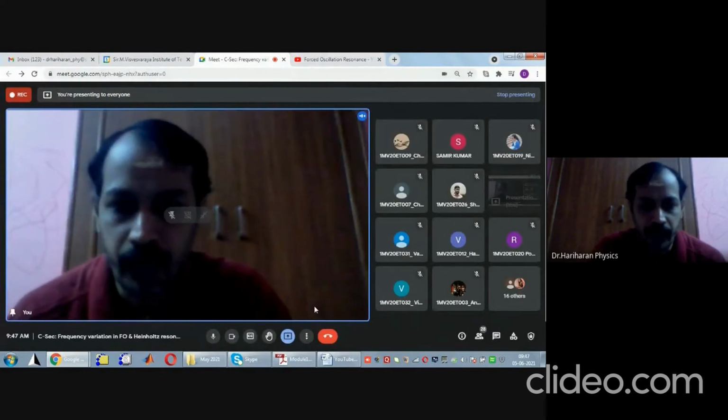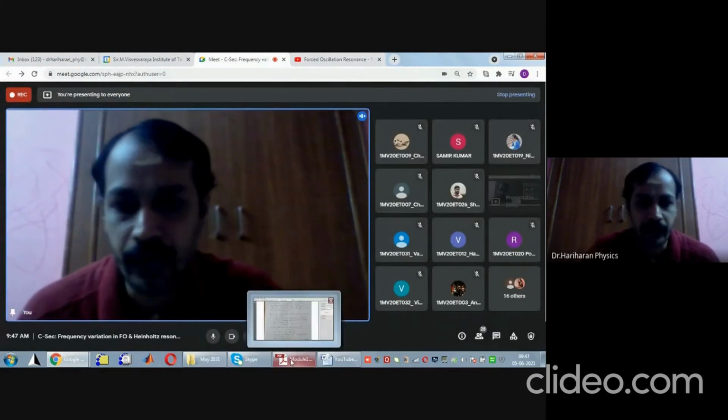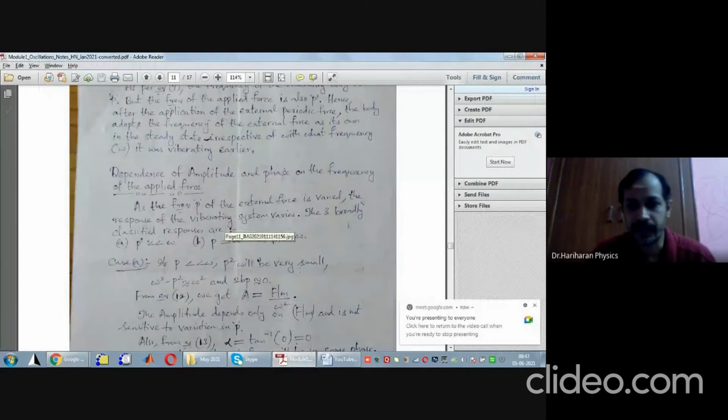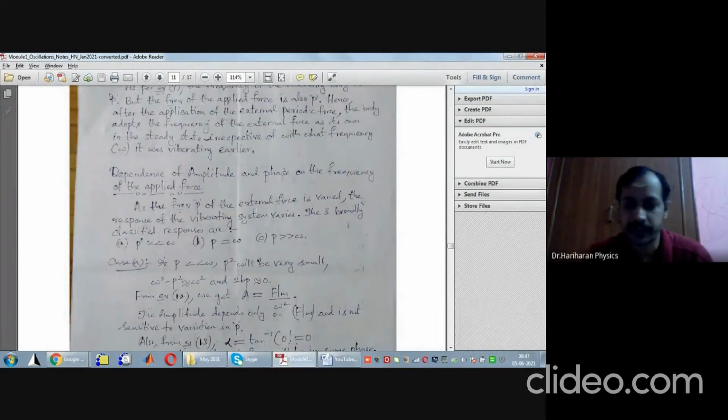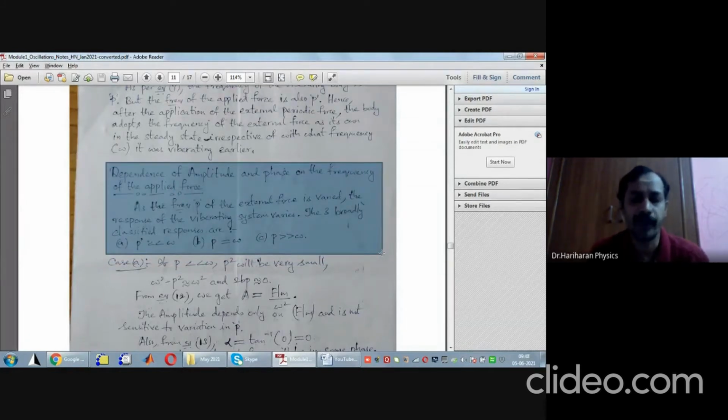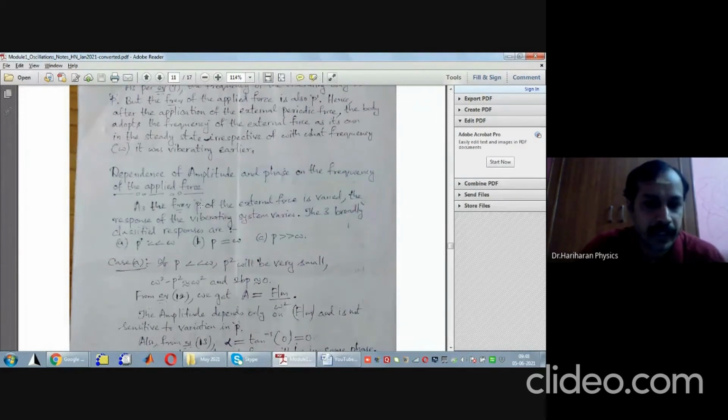Okay, so today what we are going to discuss is the dependence of amplitude and phase of the oscillating system when the frequency of the applied force is varied. Look here, the frequency of the applied signal is denoted by P. So as the frequency P of the external force is varied, the response of the vibrating system also varies. That can be put into broadly three categories.